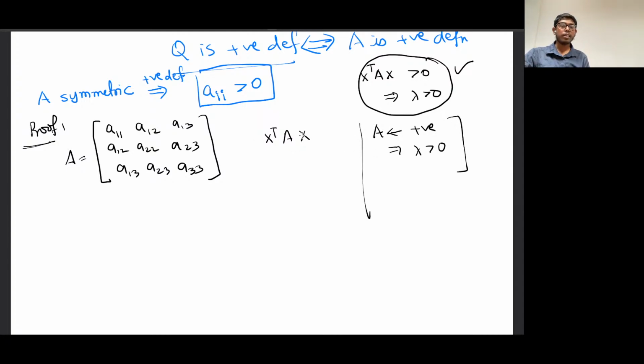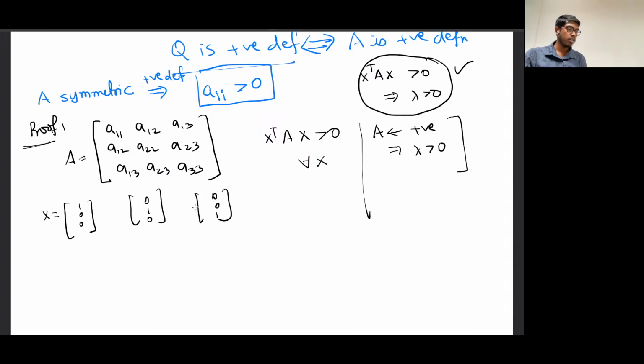Yes, so X transpose AX is greater than zero for every X. Okay, I'll take X as (1, 0, 0), then (0, 1, 0), and finally (0, 0, 1). I'll just take these three things. And then what is X transpose AX? If you do this, you will be getting A11.